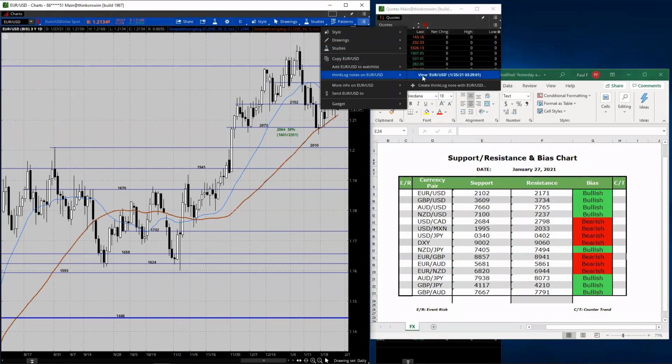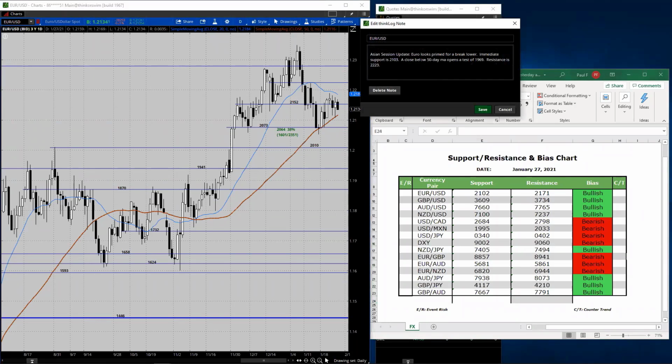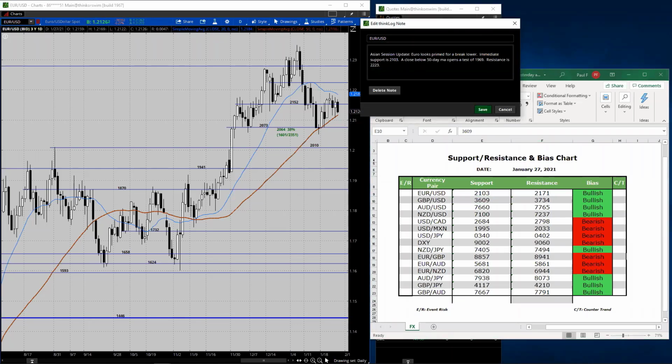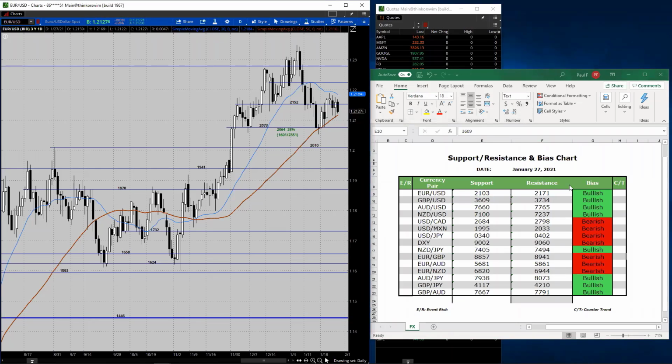Okay, I did already share this in the chat room, but we'll go over quickly. Euro looks for a break lower. Immediate support is 2103. A close below the 50-day moving average opens a test of 1969. Resistance is 2223. So once again, immediate support is 2103, and resistance on the upside, 2223.